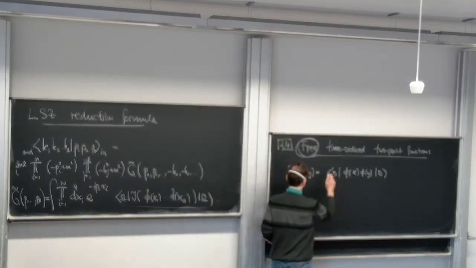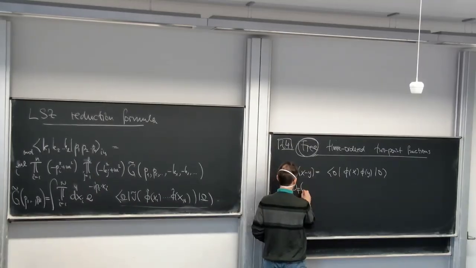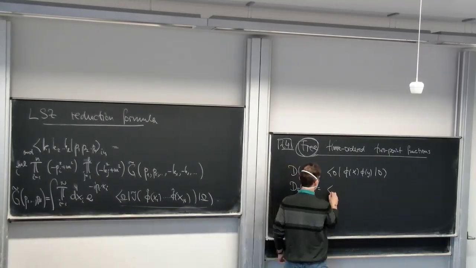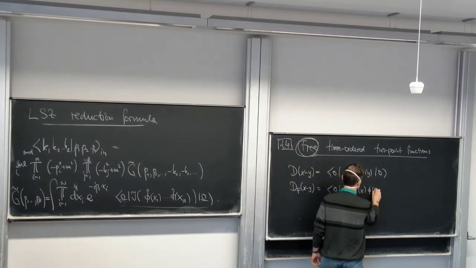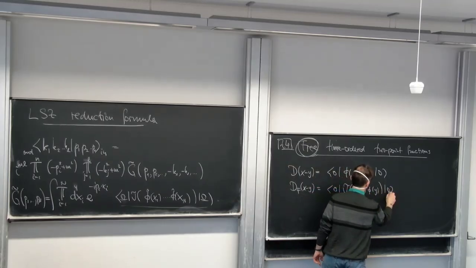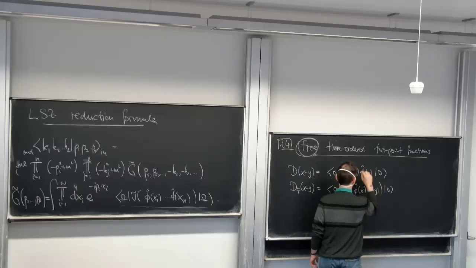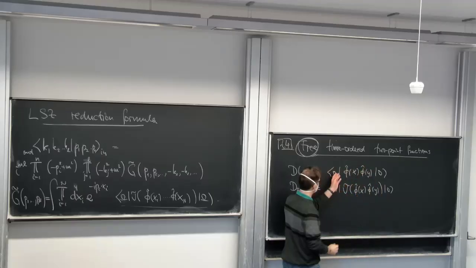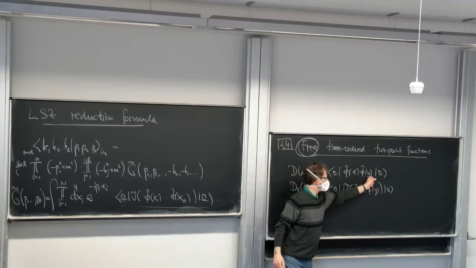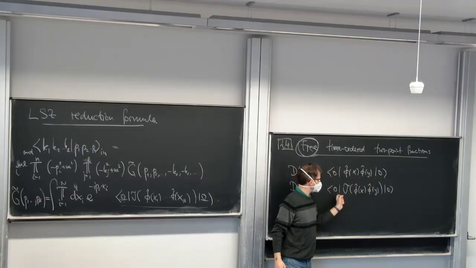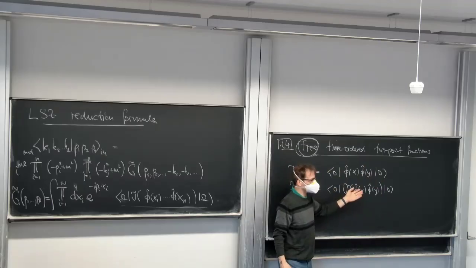So that's the definition without the time ordering, and with the time ordering, D_F of x minus y. This is the interpretation of the probability amplitude to propagate from y to x, and this is the interpretation for the amplitude to propagate from the earlier of the two to the later of the two.